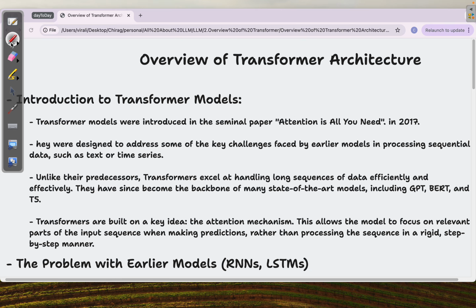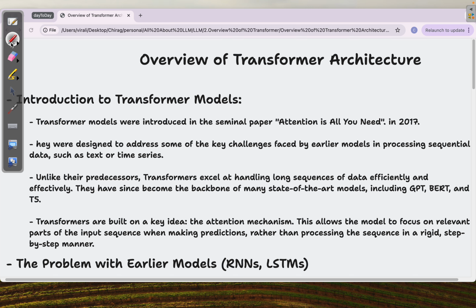So this is the second video of the LLM series, in which we will see the overview of the transformer architecture. As we all know, LLMs are built on an architecture called the transformer. So let's understand this at a brief level. In the upcoming videos, we will deep dive into each and every component in dedicated videos.